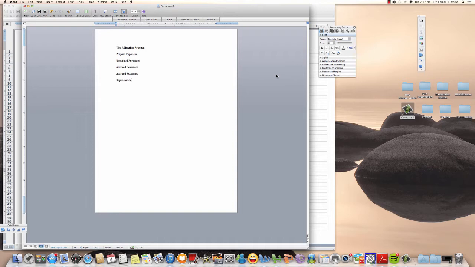The adjusting process. Now, I'll start by telling you that there's a concept in accounting called the accounting period concept. The accounting period concept, okay? And that requires that revenues and expenses be reported in the proper period. All right, I'll give you a quick example.